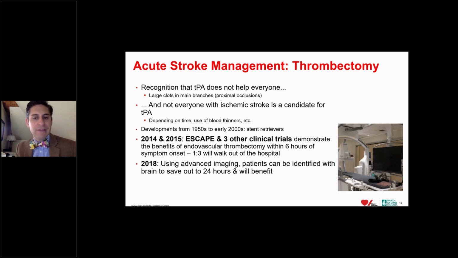Similar to the evolution of treatment with thrombolysis, subsequent studies established that in fact that 6-hour window was just the beginning, and that using advanced imaging technology, we can actually identify patients who will benefit from the use of thrombectomy out to 24 hours after the start of symptoms. But again, earlier is always better.